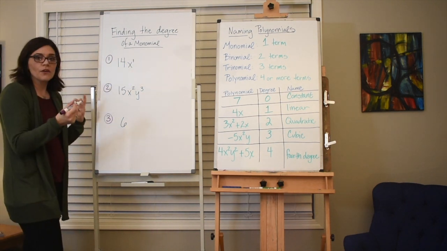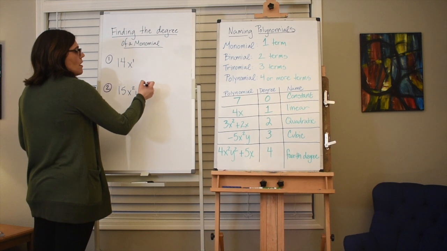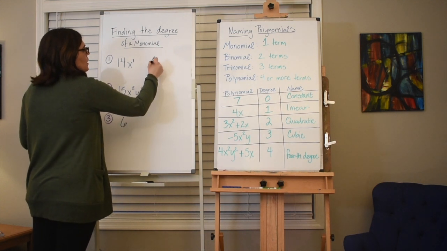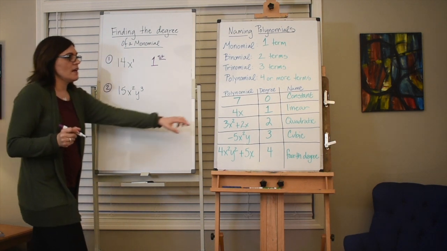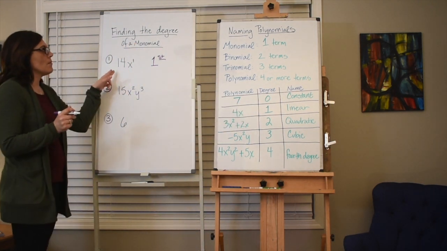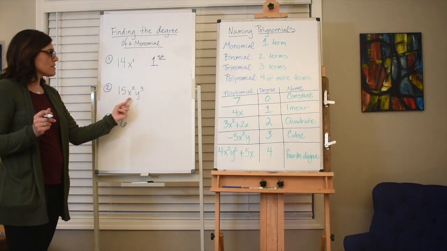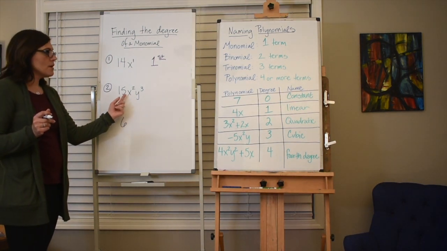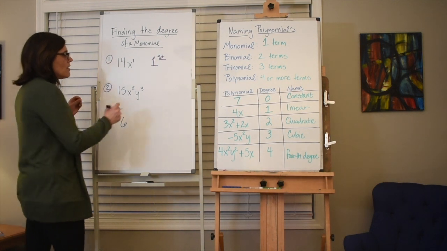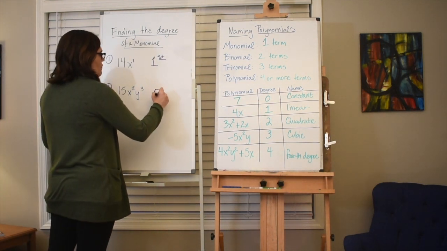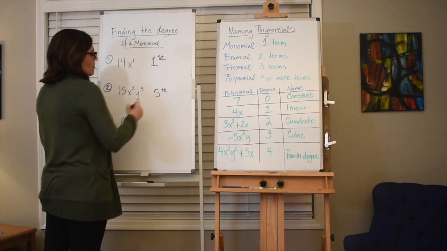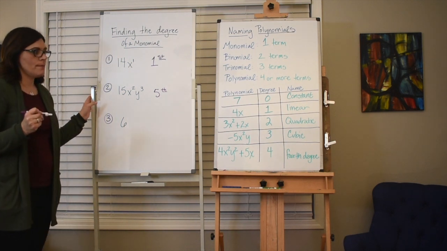So for this first one, the degree of this monomial is 1. We don't write it, but there is a 1 there. And so this is a 1st degree monomial. And if I were to name this, I would say it's a linear monomial. Now looking down to this next one, I have x squared, y cubed. So if I add those together, this would be a 5th degree monomial expression.